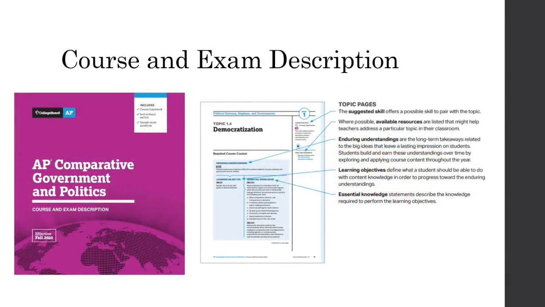There's also the course and exam description, which is a document that the College Board makes for every single AP class, whether it's chemistry or comparative government and politics. In these documents, they outline all of the units, what you need to learn in each unit, and they tell you what skills you need to have in each unit, aka how you can apply this content. That's a big part of any AP course, particularly this one, because not only are you going to have to learn the content, but you're going to have to be able to apply it to real world scenarios, and you're going to do that on both the multiple choice and the free response portion of the exam.